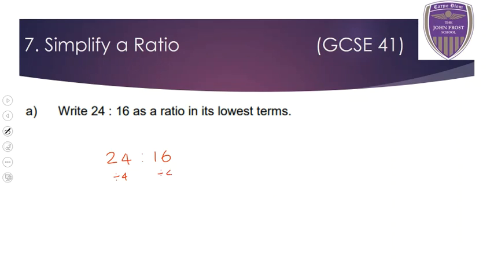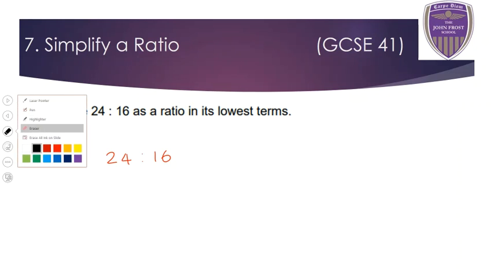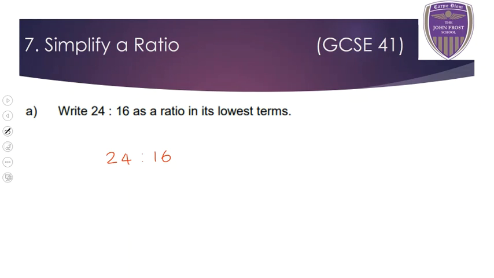Okay, so if we divide, oh no, that's wrong, sorry. The biggest number would be to divide by 8. But I'll do divide by 4 again in a minute just to show you we'd still get to the same answer. So if we divide by 8 for both of these, because 24 is in the 8 times table, it's 3 times, isn't it? And 8 goes into 16 twice. So that's our final answer then. We can't simplify 3 to 2 anymore.